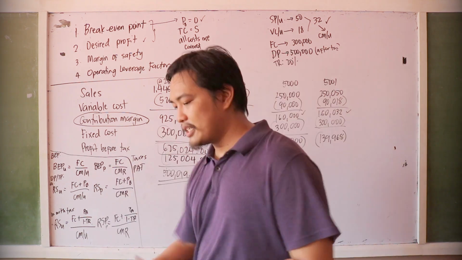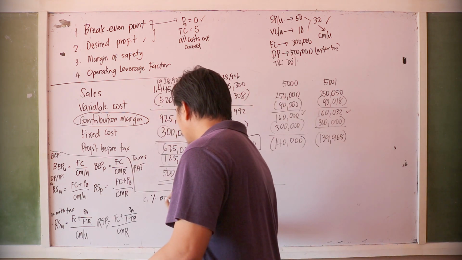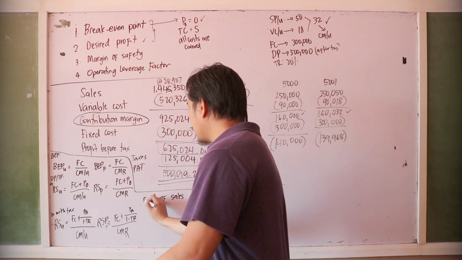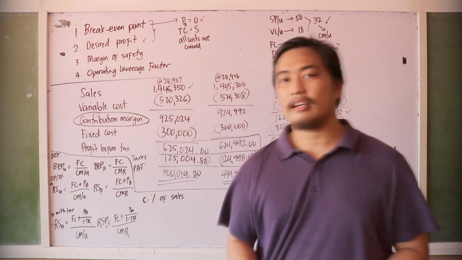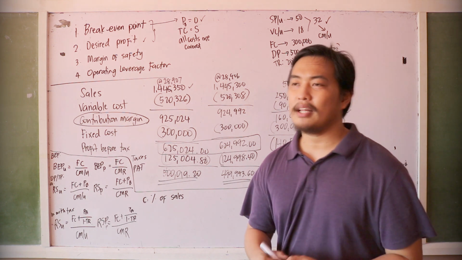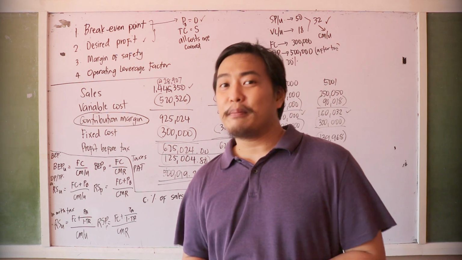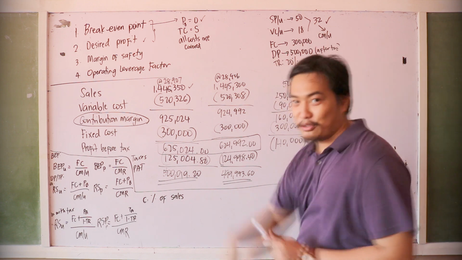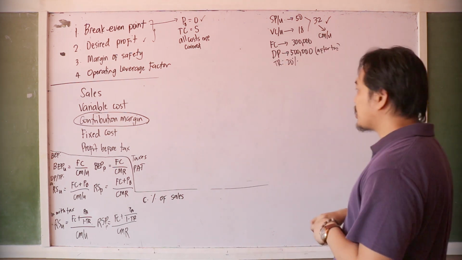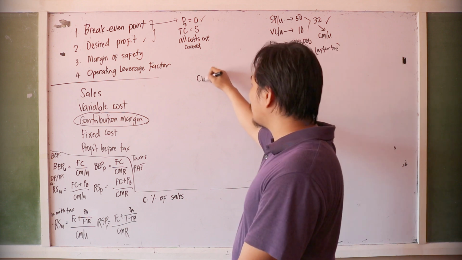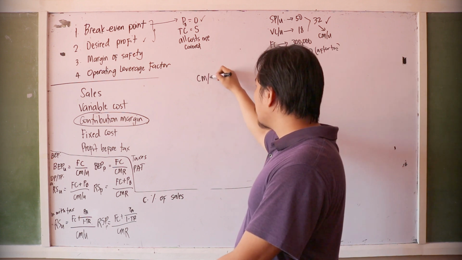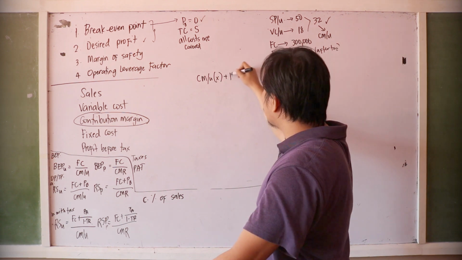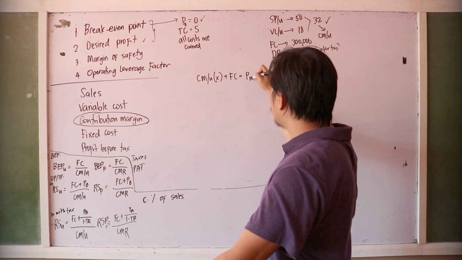Gawin natin percentage of sales naman. Percent of sales. What if hindi specific? Ang desired profit natin dapat, let's say, 40% of sales. Hindi siya definite na amount. Let's go back doon sa ating equation kanina. Let's start na lang sa contribution margin, no? Per unit times the number of units plus fixed cost is equal to your profit before tax.